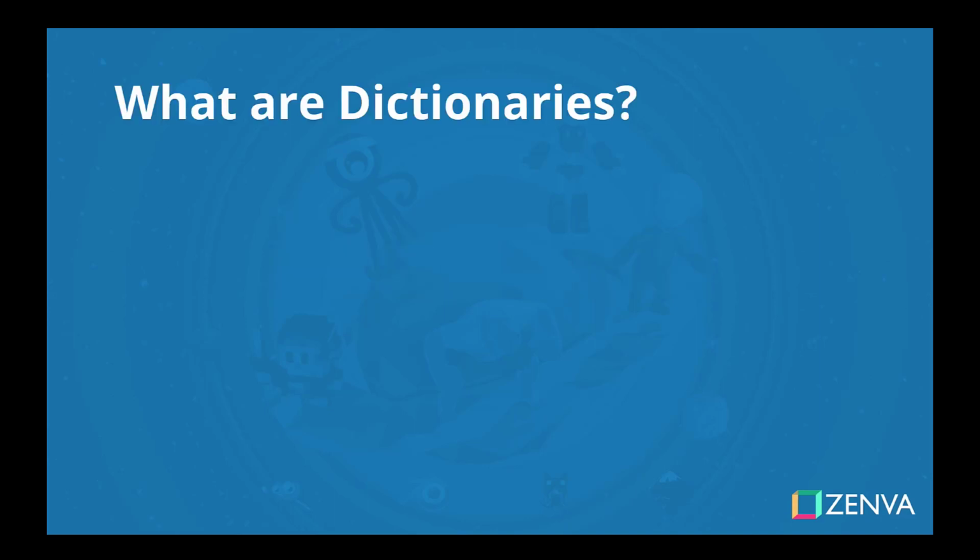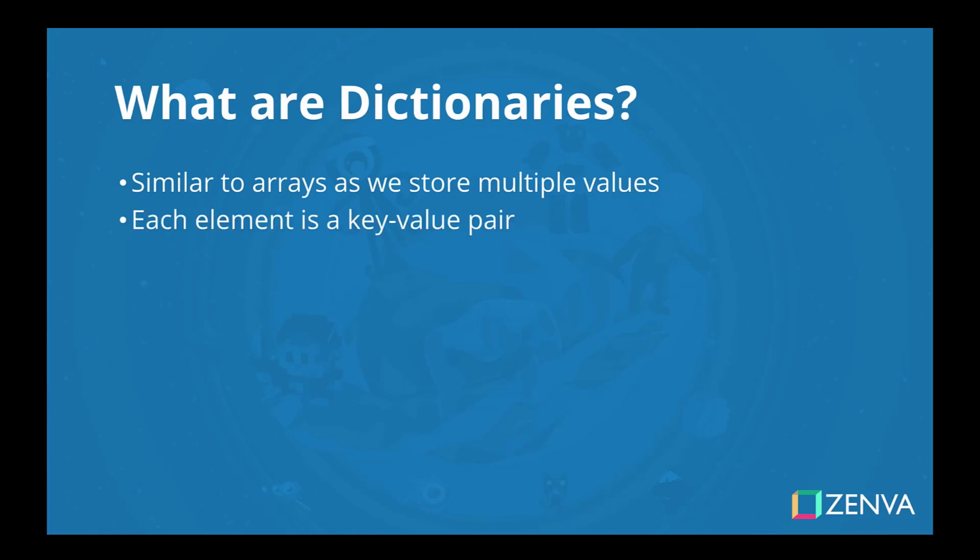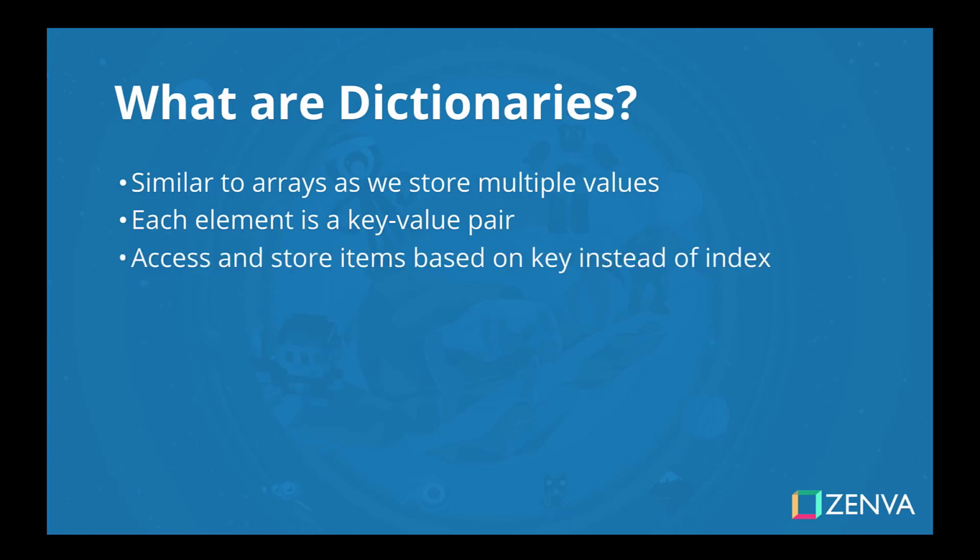So what are dictionaries? They actually function fairly similar to arrays because we're storing multiple values in a single variable. However, unlike arrays, each element has two components. Each element has a key and a value. So this is very different from arrays because instead of having just, let's say, 1, 2, 3 or some strings based at a specific index or position, dictionaries store items based on a key-value pair.